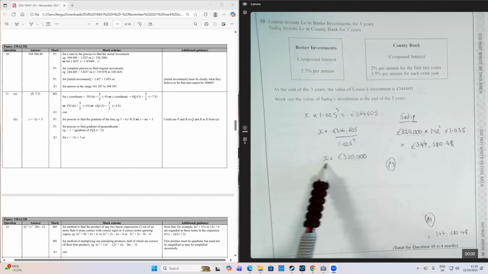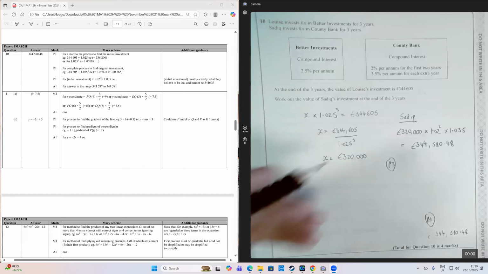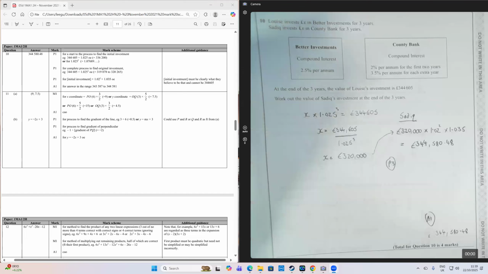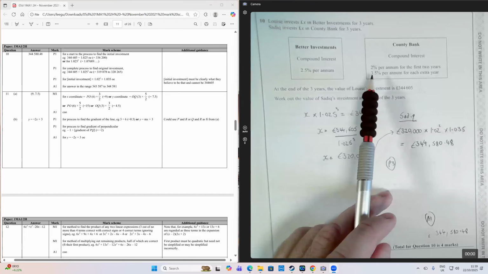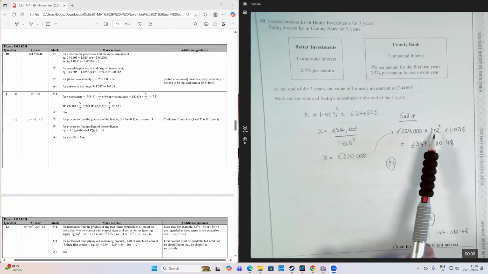So that's how much Louise invested at the start of the 3 years, which means that that is the same amount that Sadiq invested. So let's now look at Sadiq's situation. Sadiq got an interest of 2% for the first 2 years. So that's 320,000 times 1.02 squared. Notice, because it is 2 years.